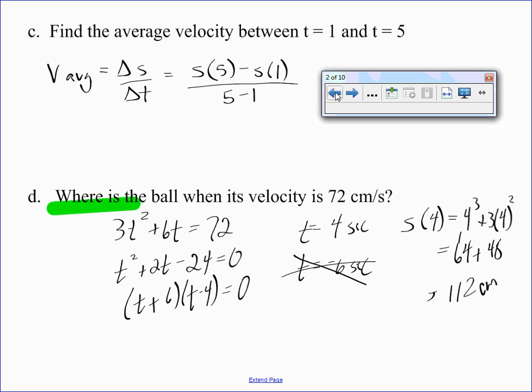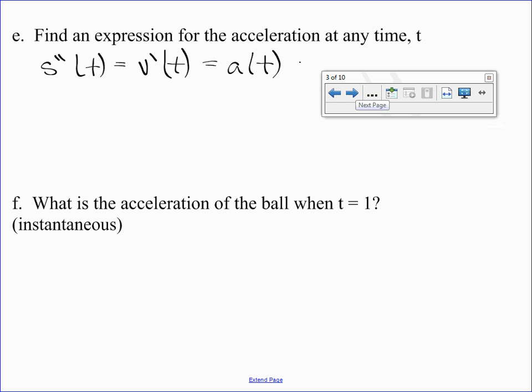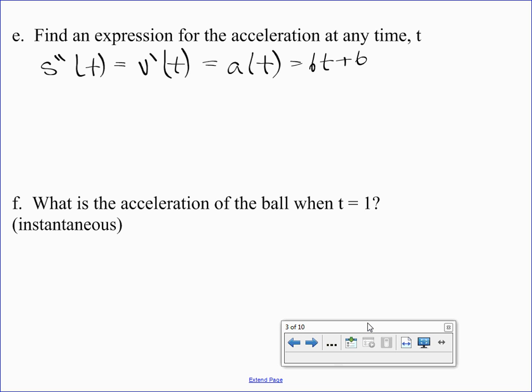And so when we look at our expression for speed, which was 3t squared plus 6t, our second derivative would be 6t plus 6. So if I want to now find the acceleration at time 1, I would write it as such that I'm finding the acceleration when the time is 1. That's 6 times 1 plus 6, and the answer is 12 centimeters per second squared. So with every second that goes by, the speed is increasing by 12 centimeters per second.